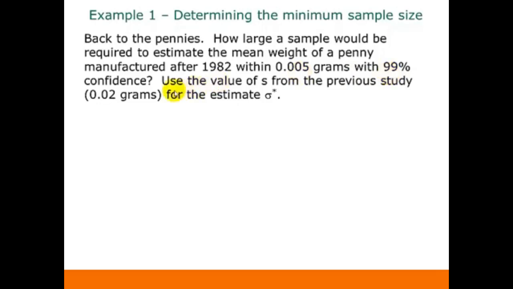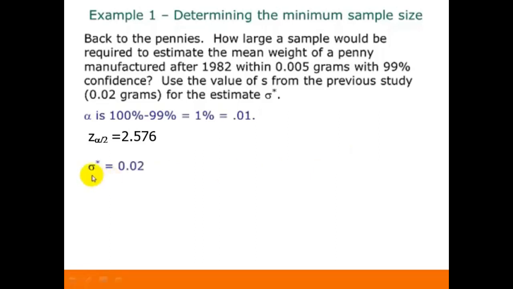So what we're going to use for our standard deviation estimate is the value of s that we had from the previous study in the previous example, which was 0.02 grams. To use this formula, again, we're going to find a critical value, but this time it's going to be from the standard normal distribution. So our alpha is going to be 0.01, and that gives us a critical value of 2.576.